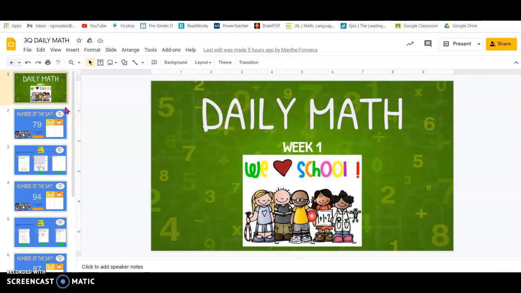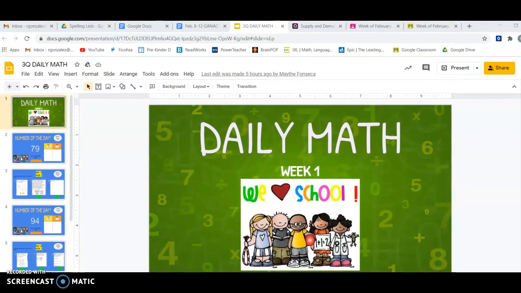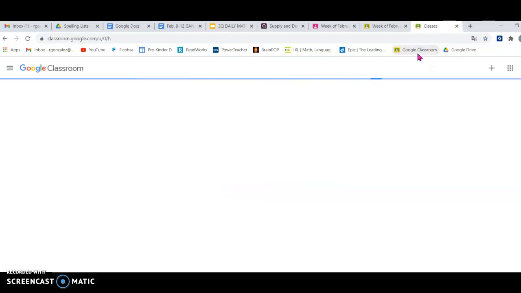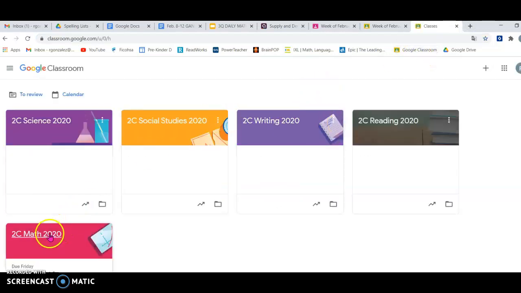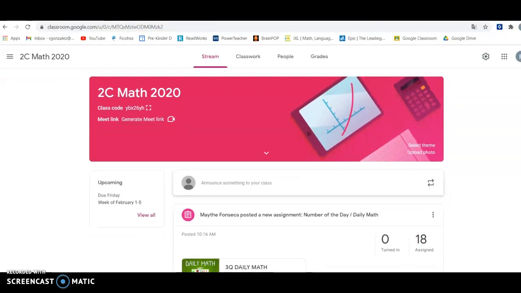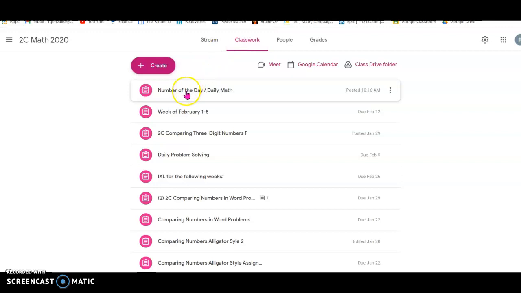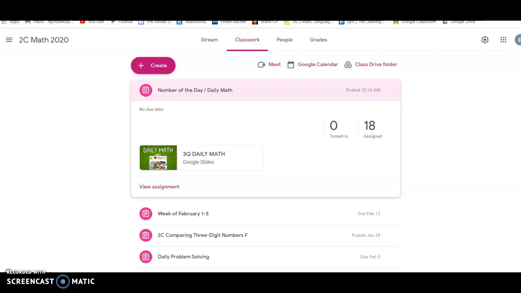Okay, you guys, so starting today, we are going to work on a daily math. And this is week 1. Where can you find all of this? Well, we are going to go to Google Classroom. Make sure you have that tab ready. You're going to go to Google Classroom. You need to go to Math. Go to Classwork. Also, it's right here. Right here, look. You can also find it in Classwork, and it's number of the day, daily math. And that's the one we're going to be working on.